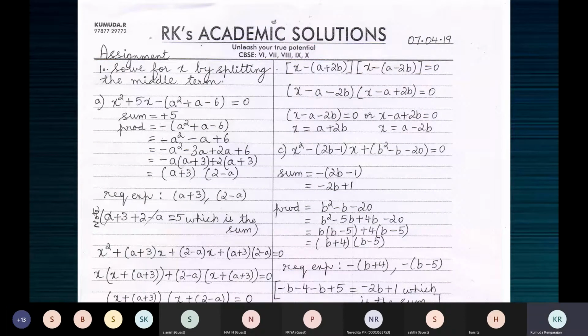So see the first one, children. We need to solve. You can see the quadratic equation there: x squared plus 5x minus (a squared plus a minus 6) is equal to 0.